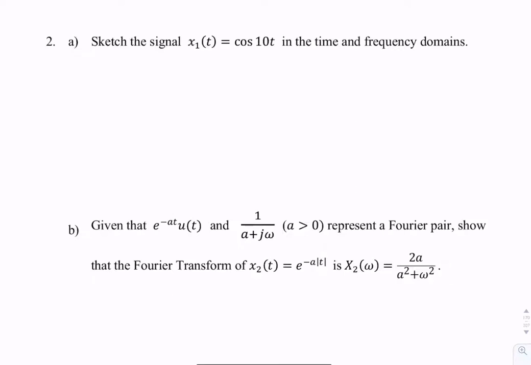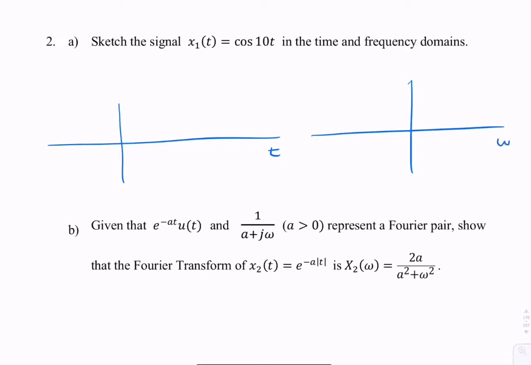This question is about continuous time signal, and we're asked for the Fourier transform. So the first part gives us a cosine and asks us to sketch that in the time and frequency domains. So we need two sketches, a sketch of x of t and a sketch of x of omega. The sketch of x of t will be a function of time, and the sketch of x of omega will be a function of omega.